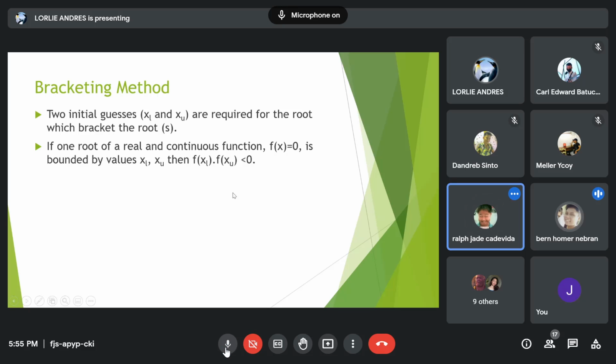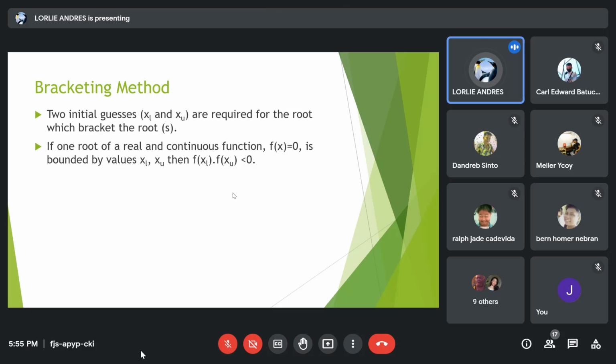Hello, ma'am. So in the bracketing method, there are two initial guesses. For us to know if the two initial guesses will give a convergent solution, what we do is substitute x sub l into the function, get f of x sub l and f of x sub u, and multiply them. If the result is less than 0, then we can say that using this x sub l and x sub u gives us a convergence solution. Clear po?